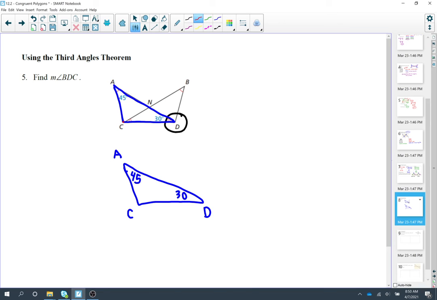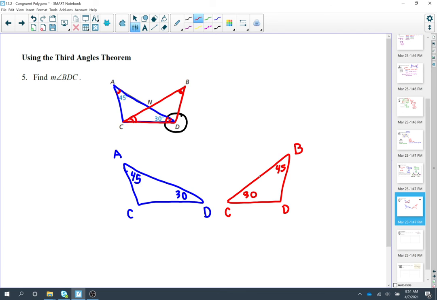Then I'm going to draw my other one as best that I can. I know that this is C, this is D, this is B. And then if I look really carefully, do you notice the one tick mark sitting at A and the one tick mark sitting at B? So I know that this is 45 degrees. Do you notice the two tick marks sitting down here at D and the two tick marks sitting down here at C? So I know those are congruent. So I know that this is 30 degrees.